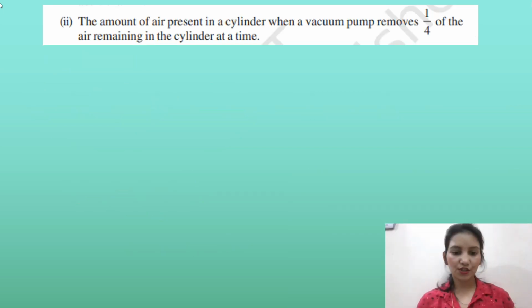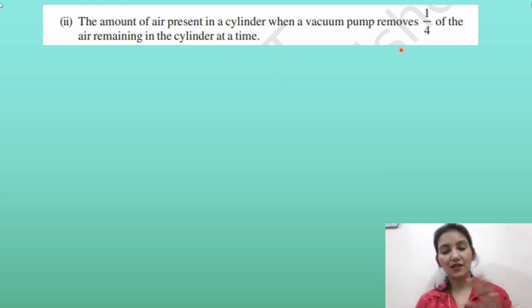Okay, so here is the second part of this question in front of you. This question says: the amount of air present in a cylinder when a vacuum pump removes 1/4 of the air remaining in the cylinder at a time. So there is a cylinder, and every time the vacuum pump removes 1/4 of the air which is remaining in the cylinder.